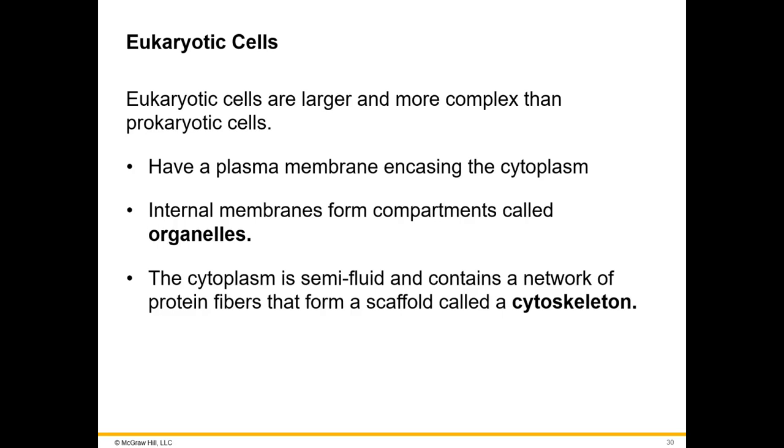Eukaryotic cells do have a plasma membrane, which encases the cytoplasm, which is a similarity. And we also have internal membranes that form compartments that we call organelles. I told you guys to think of organelles as the organs of the cells. The cytoplasm is semi-fluid and contains a network of protein fibers that form a scaffold called a cytoskeleton. So you could think of the plasma membrane encasing this almost jello-y substance called cytoplasm.